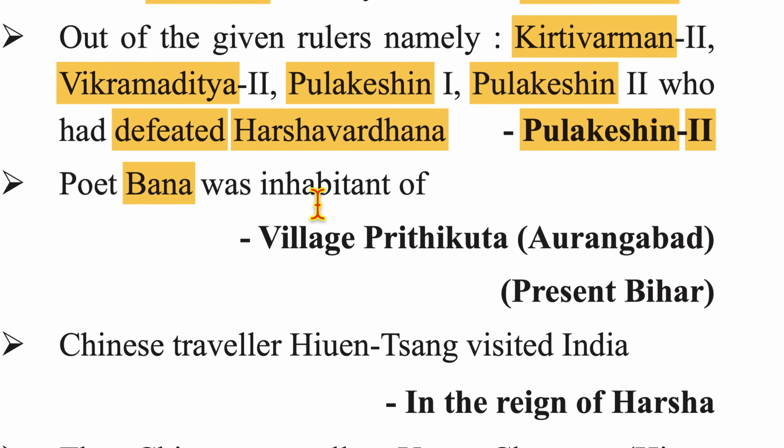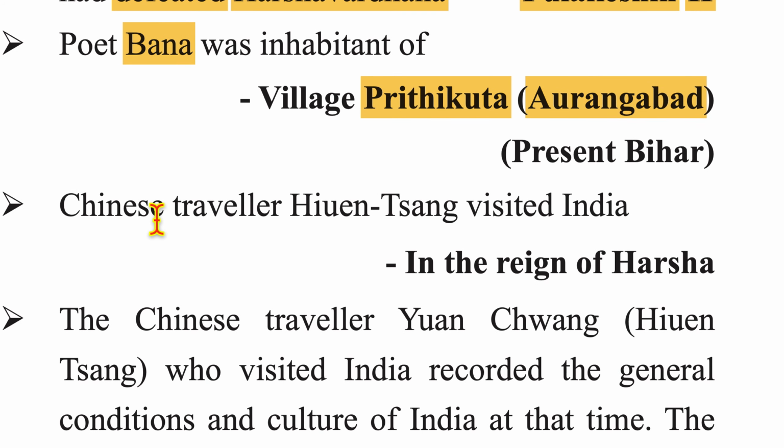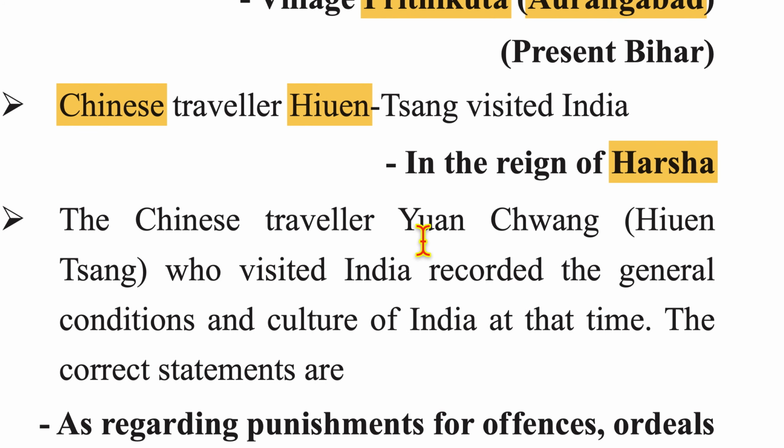Poet Bana was inhabitant of village Prithikuta, that is Aurangabad, in present-day Bihar. Now, Chinese traveler Huan visited India in the reign of Harsha. The Chinese traveler Huan, who visited India, recorded the general condition of culture of India at that time.